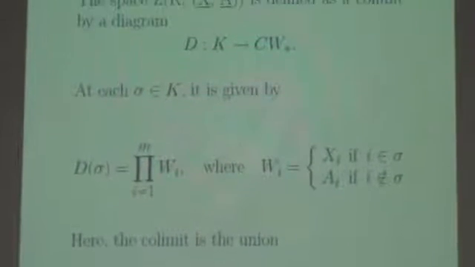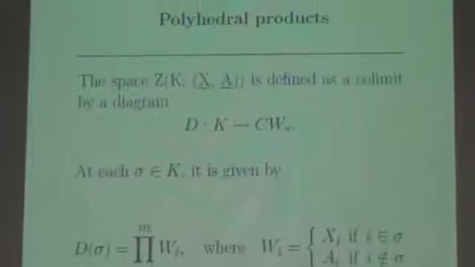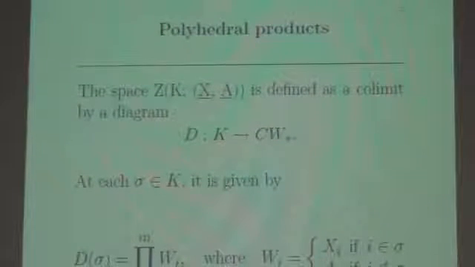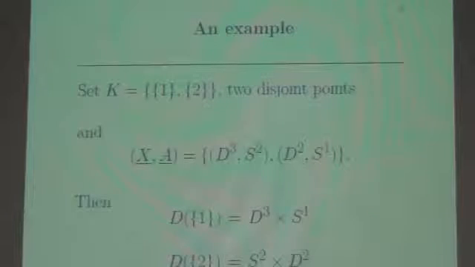So this is a very simple construction. I will now give an example. Here is a trivial example. My simplicial complex is just two disjoint points.